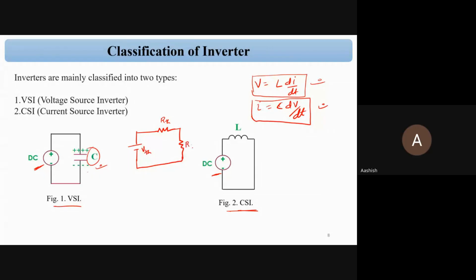Correct. So this is your Thevenin equivalent circuit, and we have to find out the current. So this is IL. So we can say IL equals VTH divided by RTH plus RL. Correct. So you are saying something like that, correct? Yes, sir.